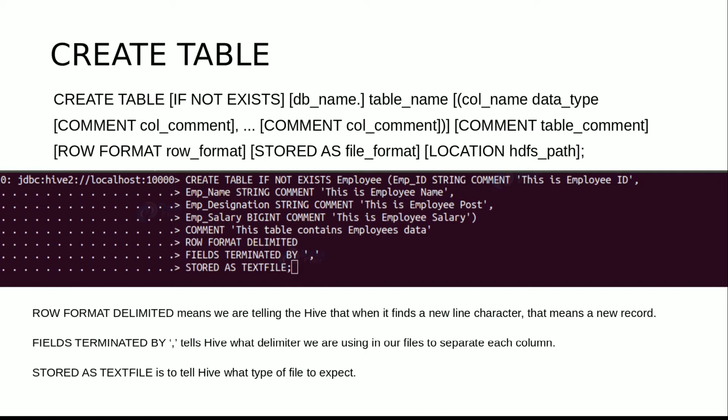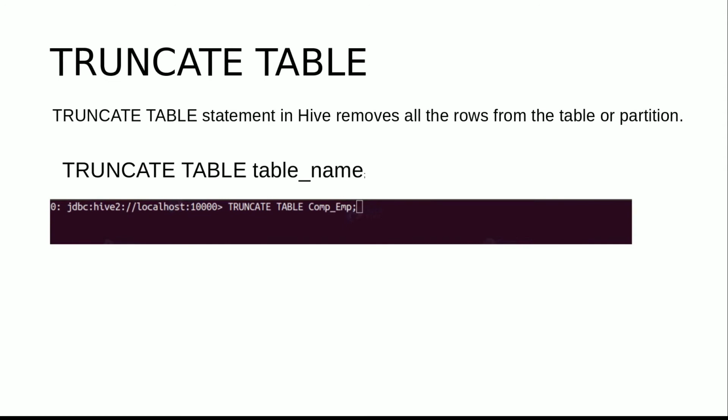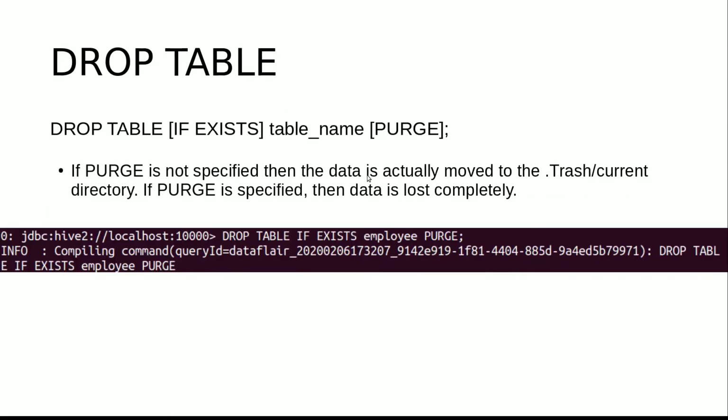Next is the truncate table. It does somewhat similar to the SQL queries, like it removes all the rows from the table or partition, that is over here, like if comp emp is the table name, that will remove all the rows from the table. Next is the drop table. Drop table, as you know, will drop the whole table altogether, and if you write purge, then the data is completely lost. If you don't write purge, then it is moved to the trash or the current directory.